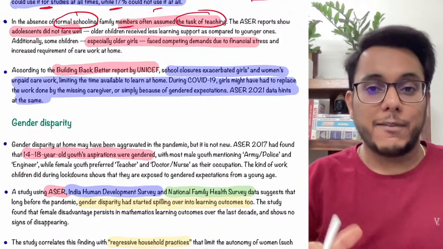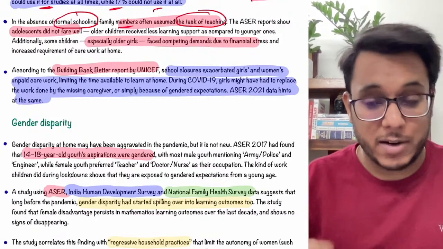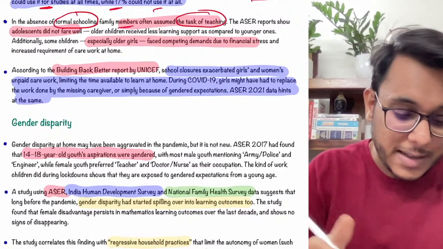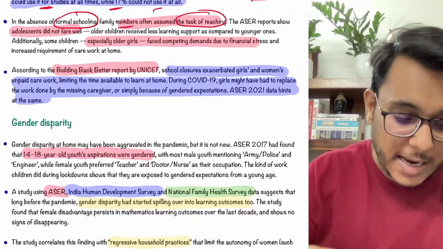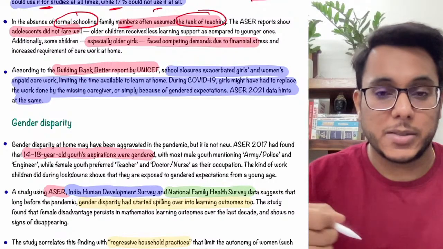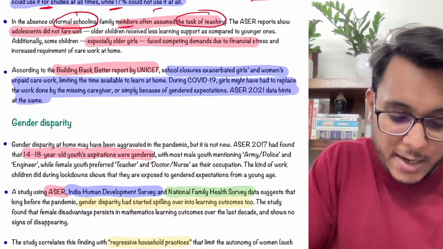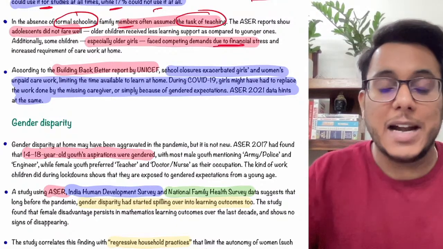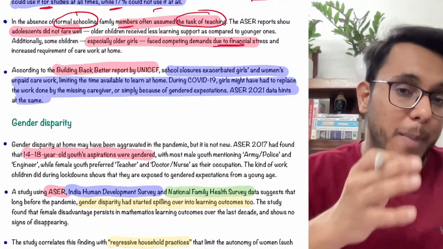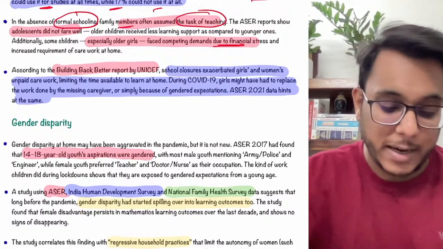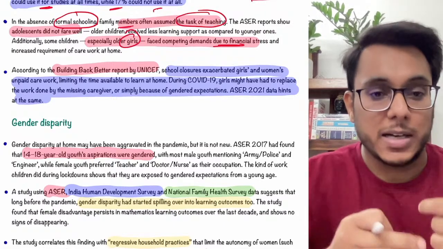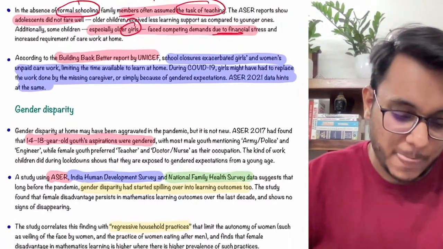So what happened, when the family members were assuming the teaching tasks, they had not given much attention to the girls. So the attention onto the girls has reduced. And when there were limited financial resources, and the financial resources were competed for by both girls and boys, the girls were at a disadvantage. Okay, so the girls did not get much attention.